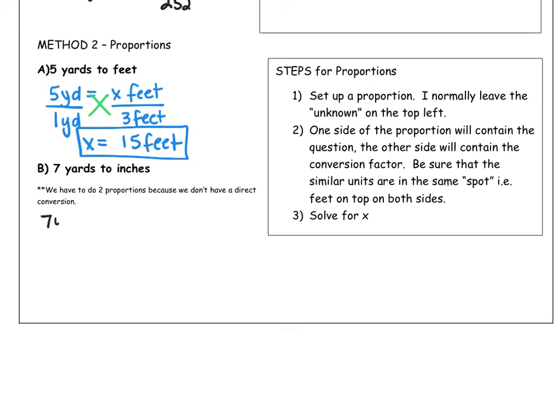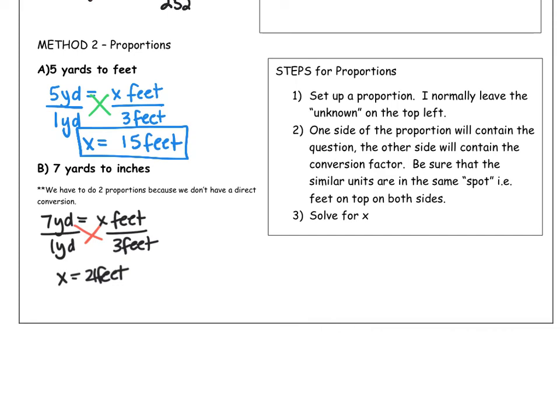So I can go 7 yards, and I have to kind of plan ahead that I'm going to need to go into feet. So 7 yards is equal to X feet. We know that 1 yard is equal to 3 feet. So when I cross multiply, X times 1 is X. 7 times 3 is 21. So I get X is equal to 21 feet. Now the problem is I'm not done yet, so I need to keep going, right?